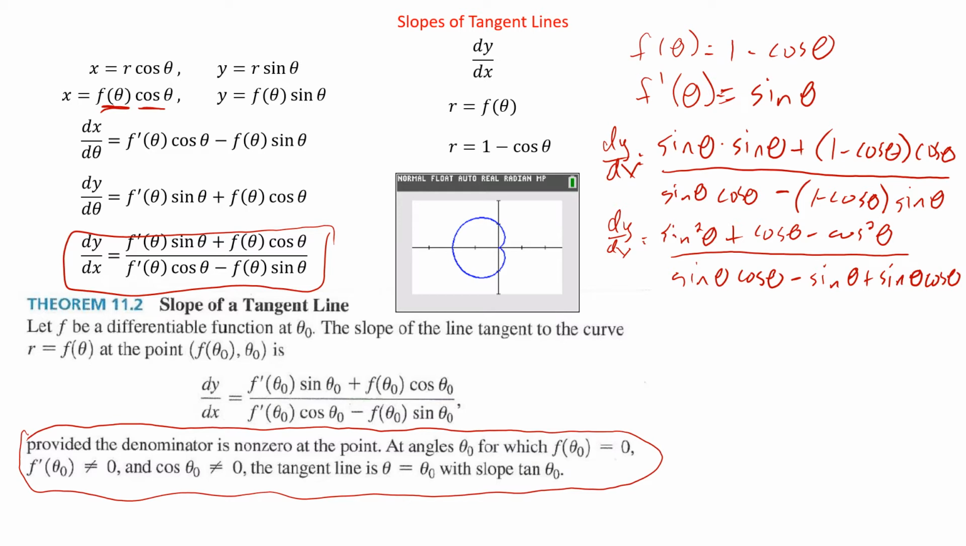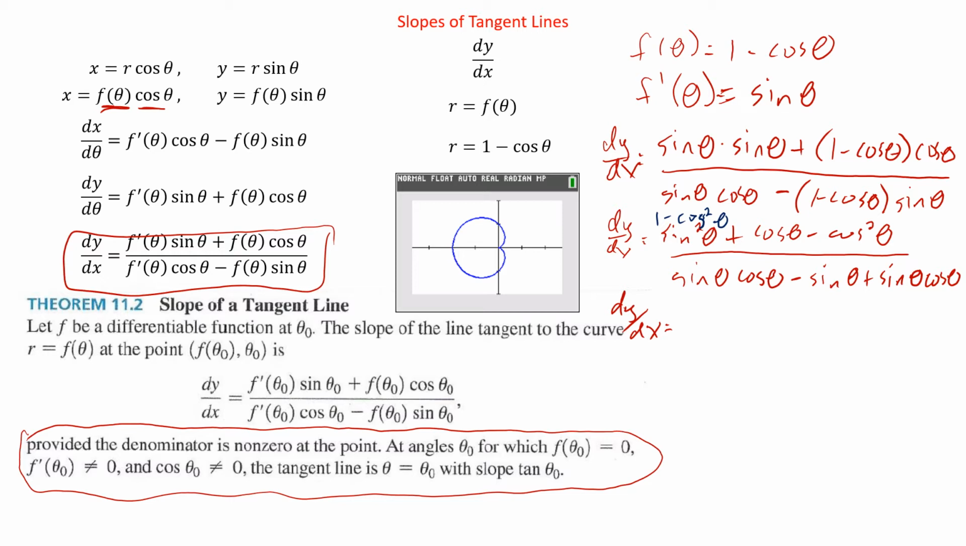And so we can simplify some more. dy over dx equals... the top, we almost have a Pythagorean identity. Sine squared plus cosine squared equals 1. This is sine squared minus cosine squared, which doesn't quite equal 1. However, for the sine squared, we can use sine squared plus cosine squared equals 1 to get sine squared equals 1 minus cosine squared of theta, which will leave us with only cosines in the numerator.